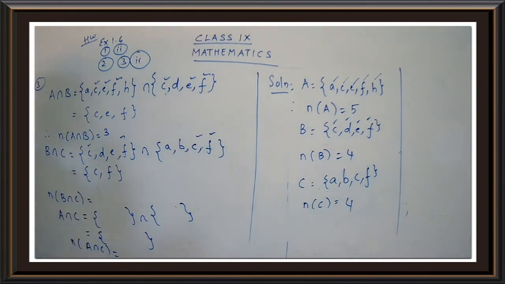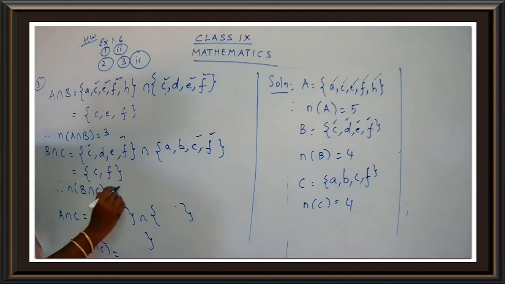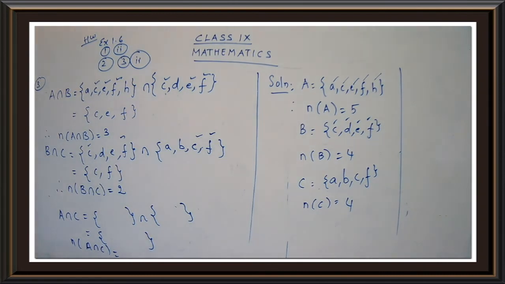So how many members are there? Totally 2 members, see, C and F. So how many members you have for B intersection C? 2. So write down here, therefore, N of B intersection C is equal to 2. So we have found the detail for B intersection C. Next thing is A intersection C.